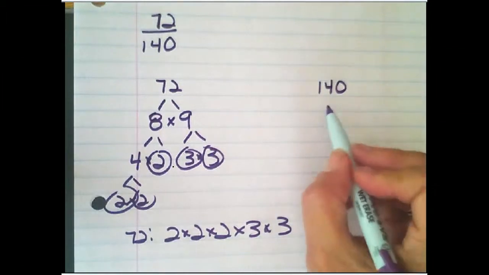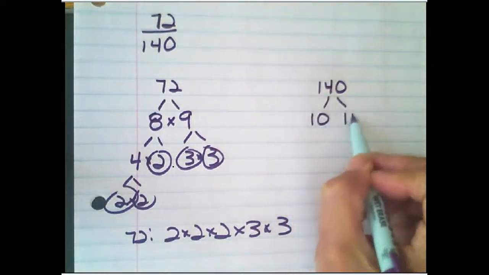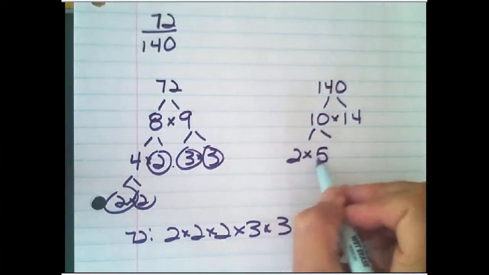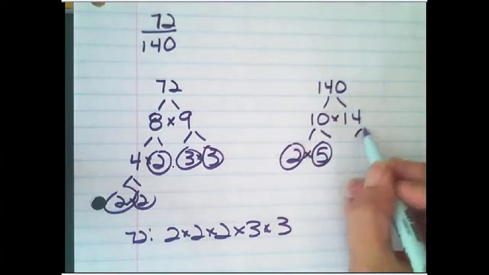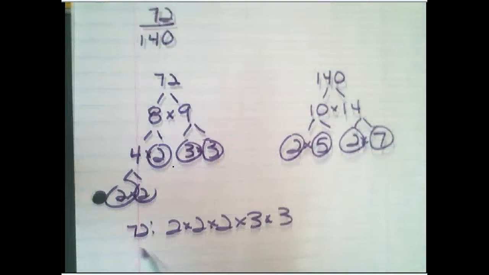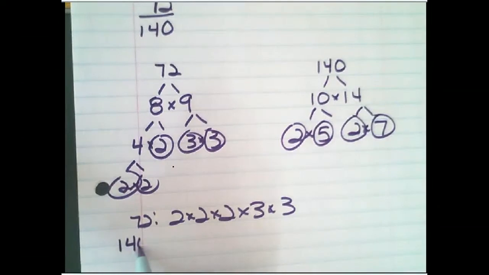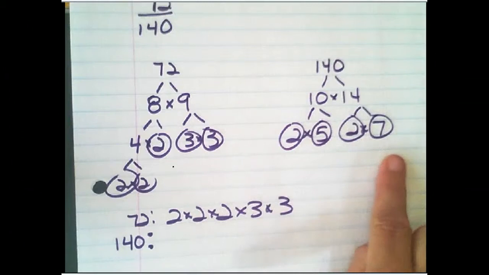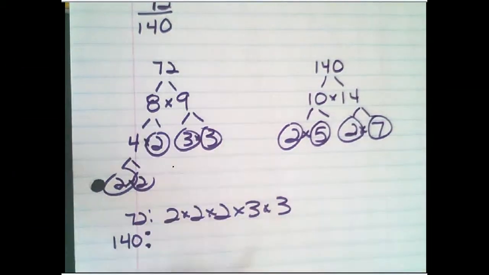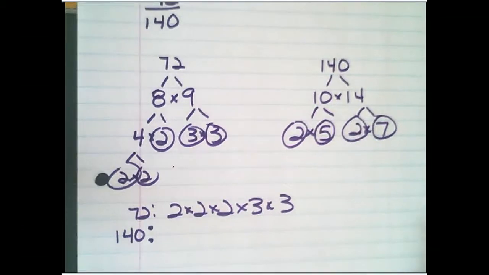For 140, you might say, well, I know that's 10 times 14, and 10 can be broken down into 2 times 5, both of which are prime, and 14 is 2 times 7. Again, both of those are prime. So the prime factorization of 140 is 2, 5, 2, and 7. But remember, I told you in our last video that it's very important when you're writing down your factors, especially when you're finding the least common multiple or the greatest common factor, you need to line them up if they have something that corresponds to it.